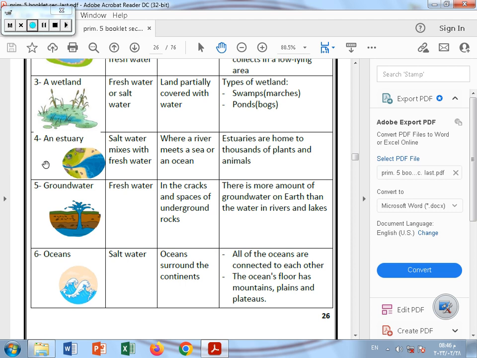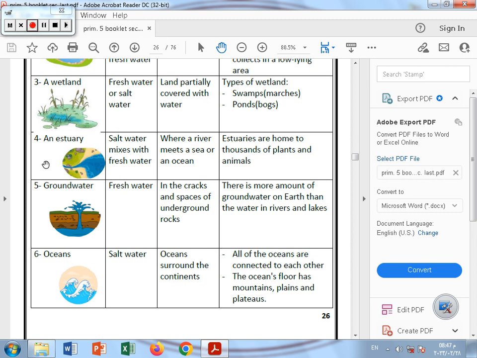Number 5 is groundwater. We know that groundwater comes from under the ground, and groundwater is fresh water. That's the type of water. The location: in the cracks, openings or spaces between the underground rocks. And there is more groundwater on earth than the water in rivers and lakes.